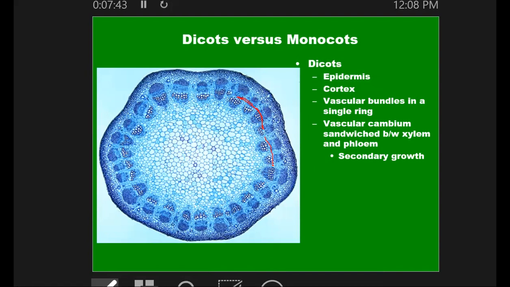Can you kind of see what I'm doing there? Okay, so that's the vascular cambium, and it goes all the way around. So it's in between the xylem and the phloem. So it's meristematic tissue that will go through regular cell division.